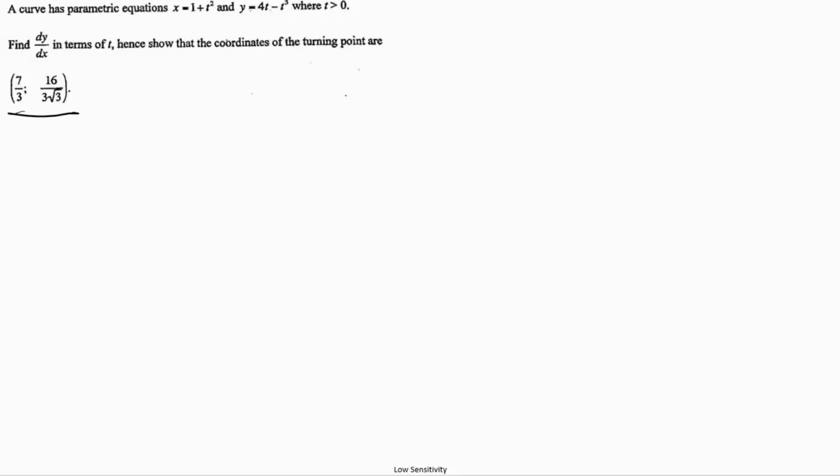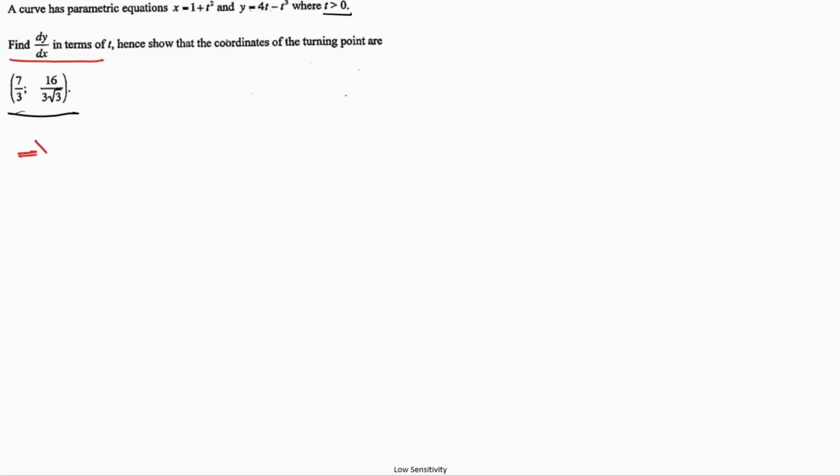Our parametric equations are x equals 1 plus t squared, and the second one is y equals 4t minus t cubed, where the value of t is greater than 0. This condition is going to be important when we solve the problem. Alright, so let's show the first part. The first part just wants us to find dy/dx in terms of t.